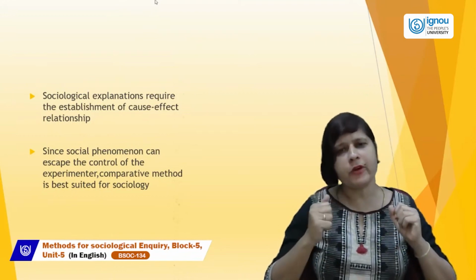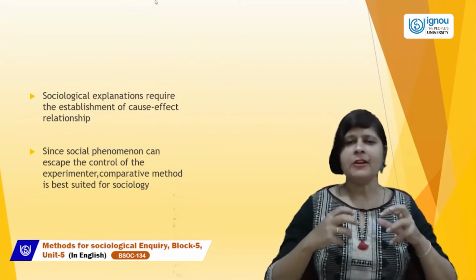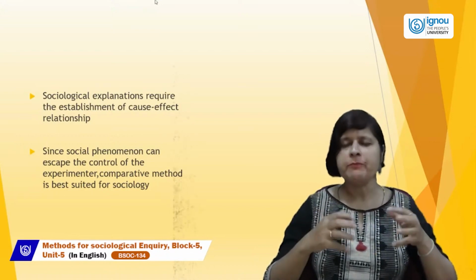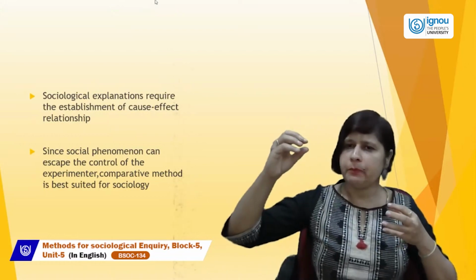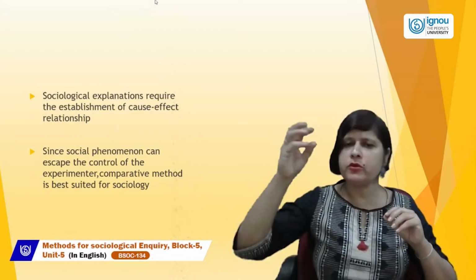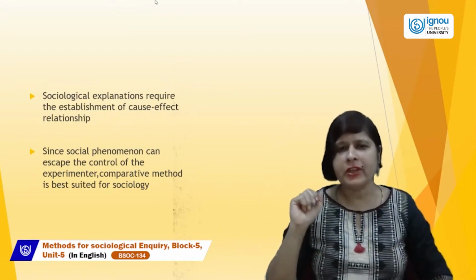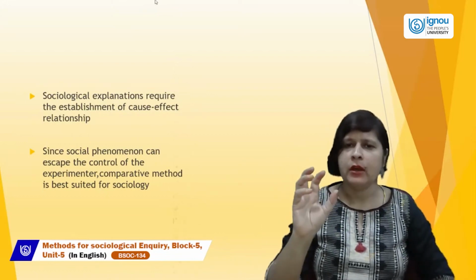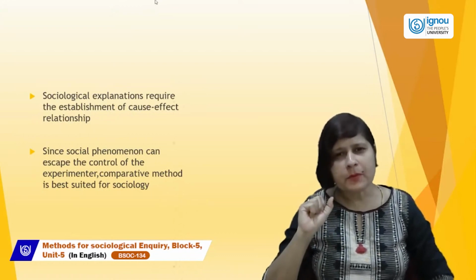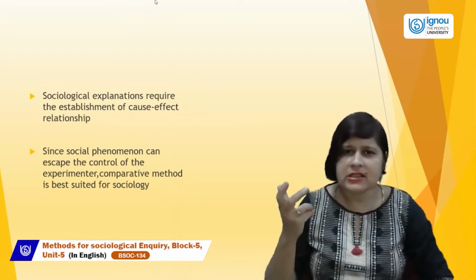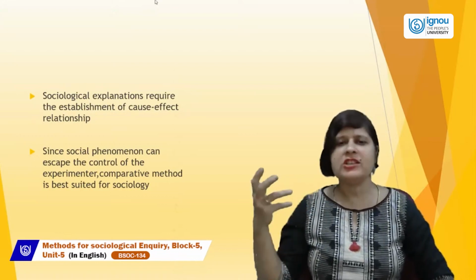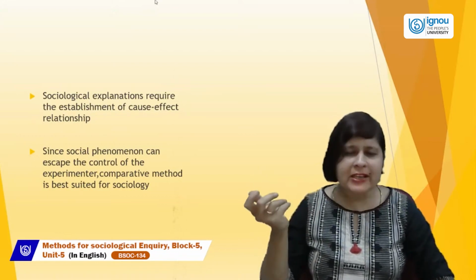It can escape from the control of the researcher. To study society scientifically, there are certain parameters which one should follow, and one of them is that one should have control over the environment. But it is not possible in society because it is a dynamic aspect. Social phenomenon is a dynamic aspect; it changes with time, with place, right?